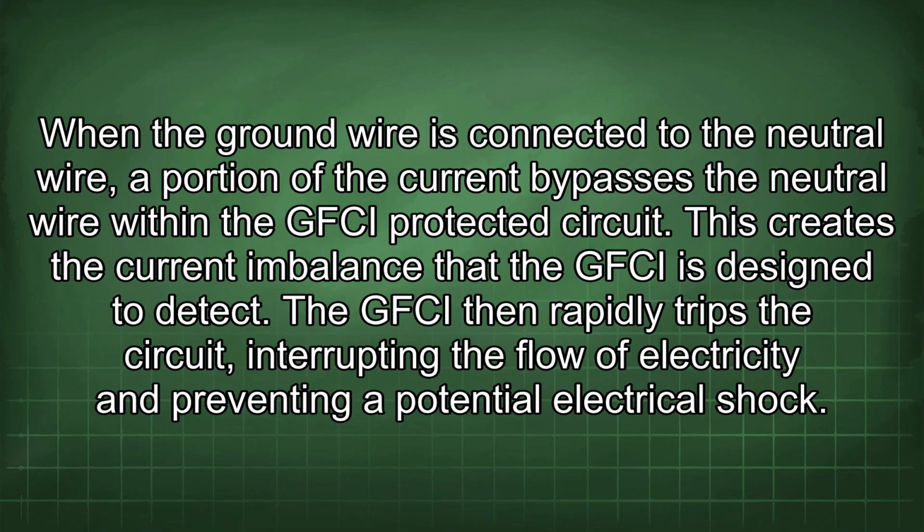When the ground wire is connected to the neutral wire, a portion of the current bypasses the neutral wire within the GFCI protected circuit. This creates the current imbalance that the GFCI is designed to detect. The GFCI then rapidly trips the circuit, interrupting the flow of electricity and preventing a potential electrical shock.